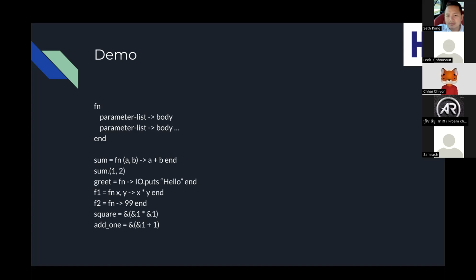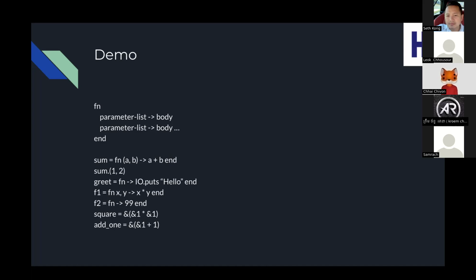Okay, let's do another function. F1 is a function that takes 2 parameters x and y, and then does x times y, the multiplication, right? Simple. And then another function, f2, is a function that takes no parameter and just returns a constant, which is 99. Return the number 99. So you call it 100 times, still returns 99.